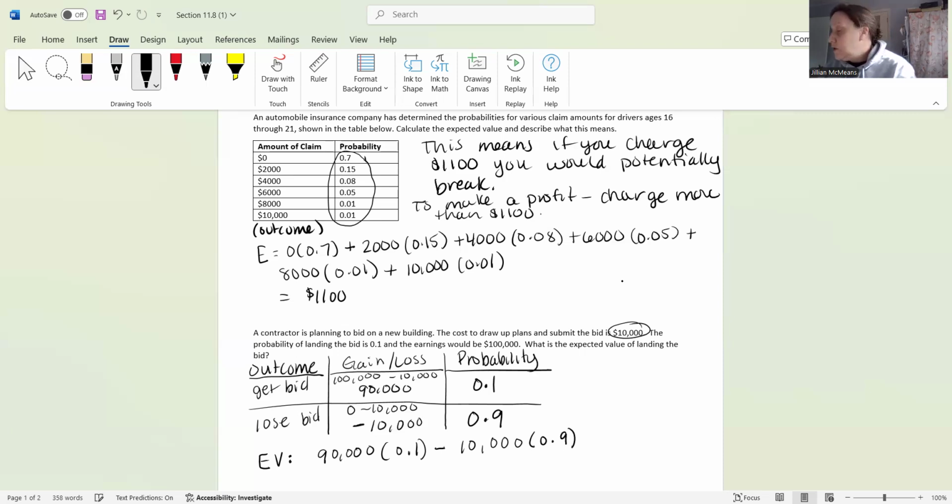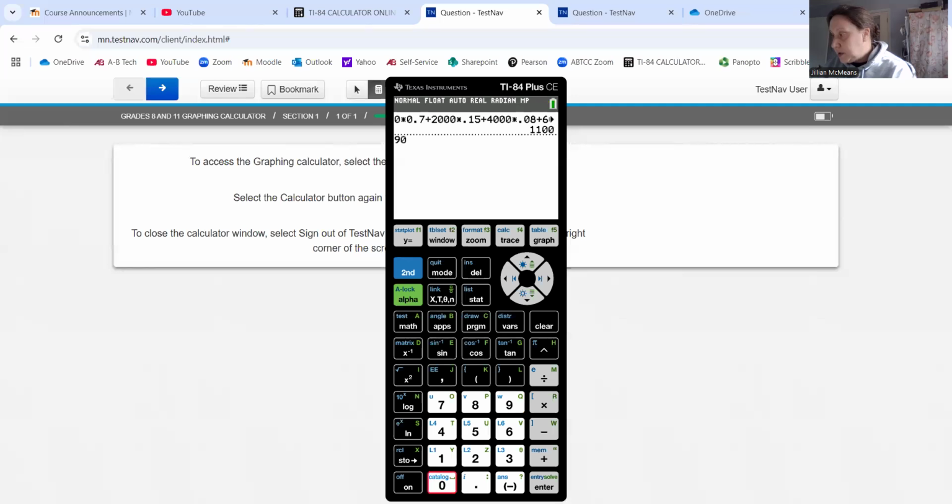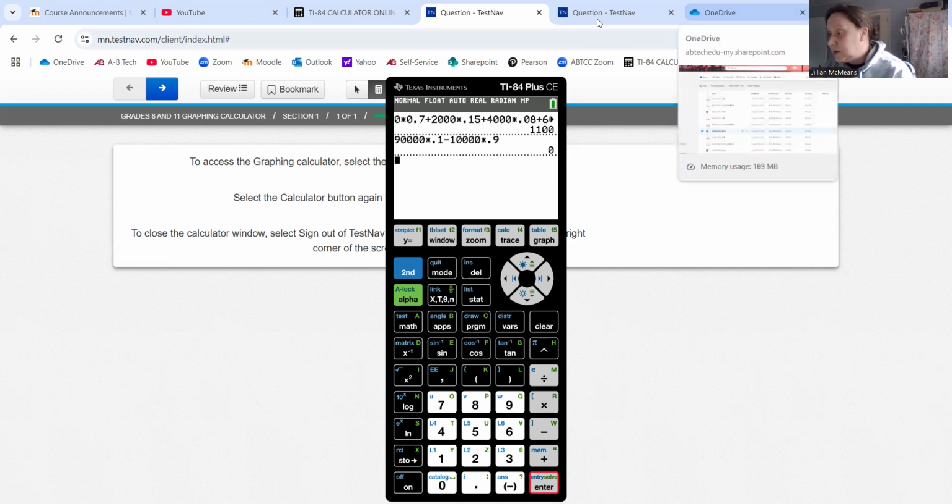Okay. So let's go to the calculator again. All right, so we had a 90,000 gain if we get the bid, and its probability is 0.1. We have a loss of $10,000 if we don't get the bid. Its probability is 0.9. So the overall expected value here would be $0. All right, so let's look at what that means.